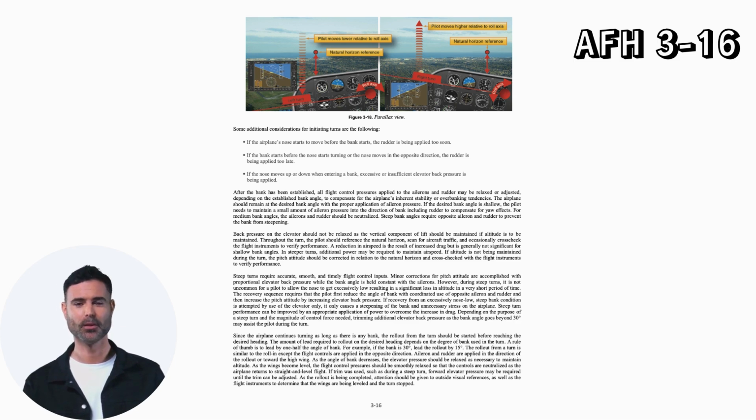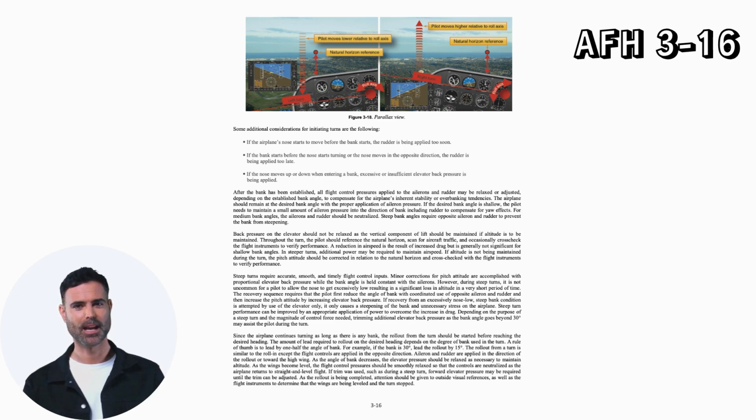For medium bank angles, the ailerons and rudder should be neutralized. Steep bank angles require opposite aileron and rudder to prevent the bank from steepening. Back pressure on the elevator should not be relaxed, as the vertical component of lift should be maintained if altitude is to be maintained. Throughout the turn, the pilot should reference the natural horizon, scan for aircraft traffic, and occasionally cross-check the flight instruments to verify performance.